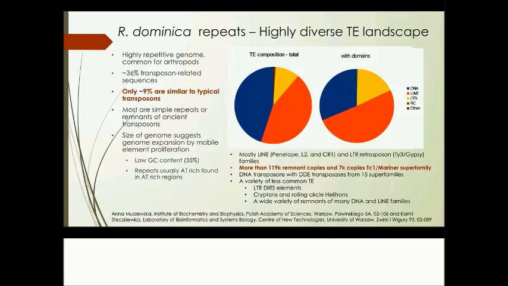And when she did an analysis of the different kinds of TEs, she found that mostly they were the LINE and LTR retrotransposon families. And interestingly, there were about 119,000 remnant copies and about 7,000 actual copies of the Tc1/Mariner family.